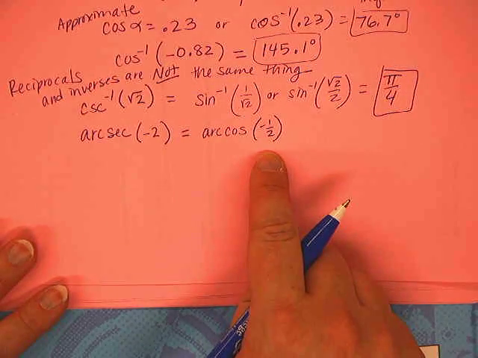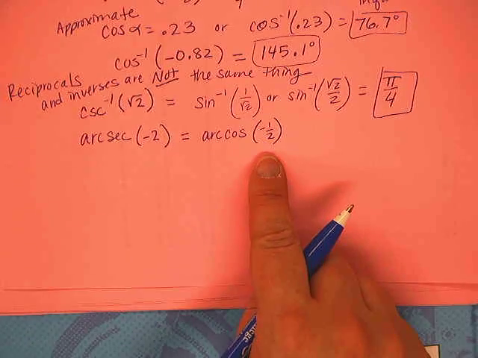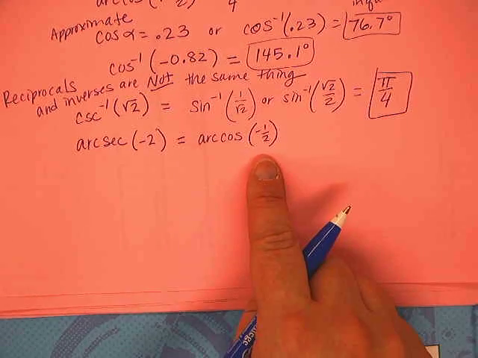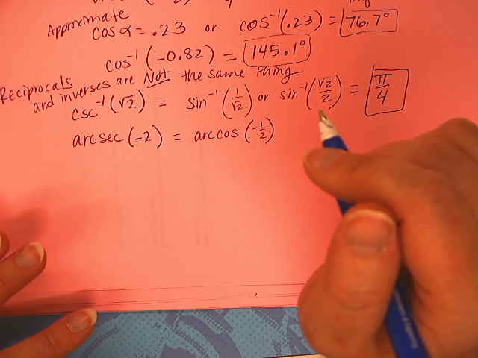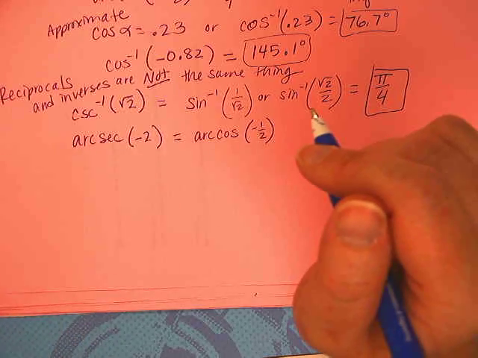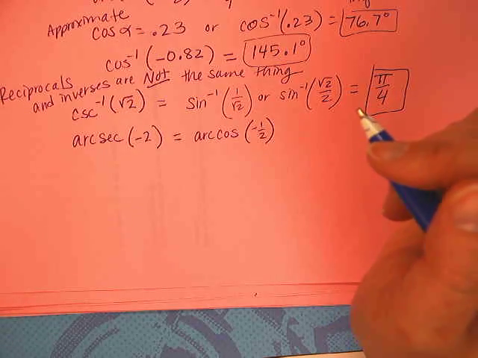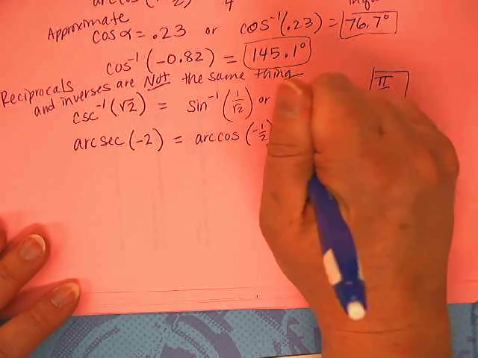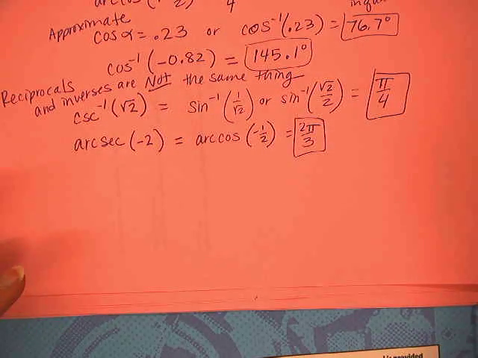Now when cosine is negative, it's in quadrant 2. So you have to use the reference angle to find the angle in quadrant 2. Cosine is 1/2 for 60 degrees, correct? Which is pi thirds. But we want it in the second quadrant. 2 pi thirds.